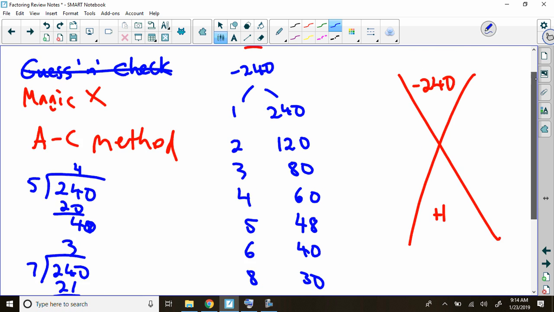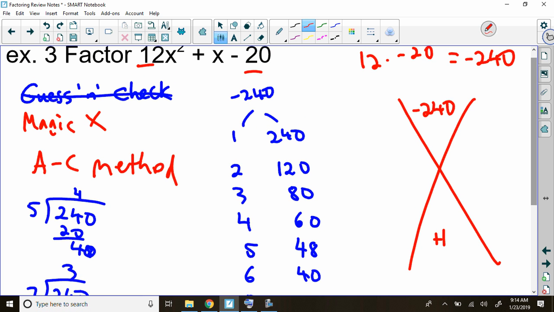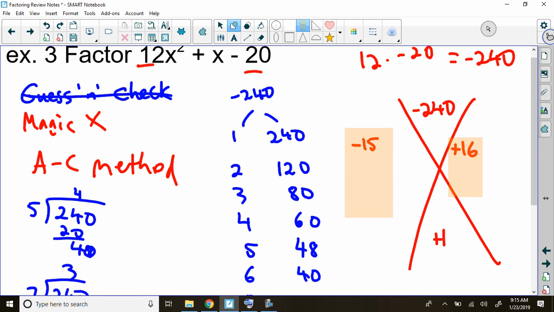So we want 15 and 16, and we want them to add up to plus 1. So minus 15 plus 16. The way the magic X works now is on these little wings. Does anybody remember this, what we divide by? We end up having to make a fraction. We end up having to make this a fraction, and we're going to reduce the fraction. We're going to divide by the leading coefficient, which was 12. We divide by 12, and then we reduce that fraction on down.